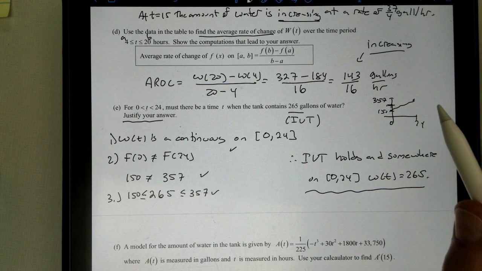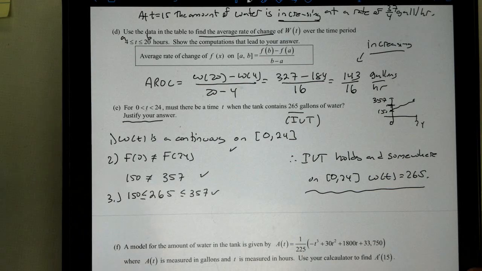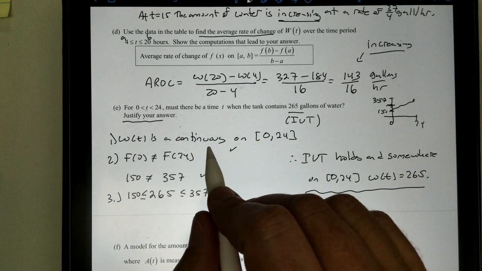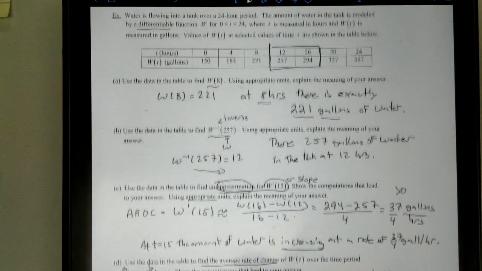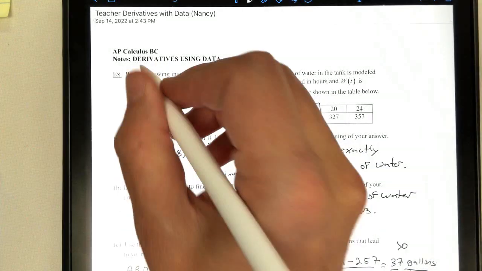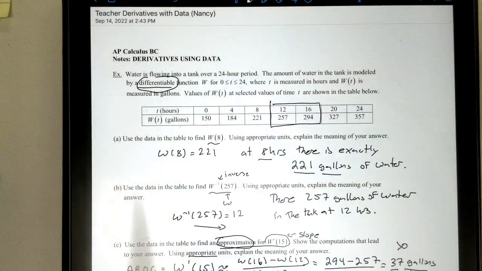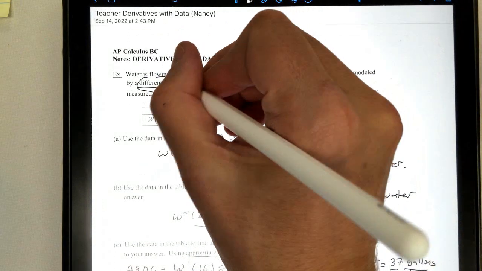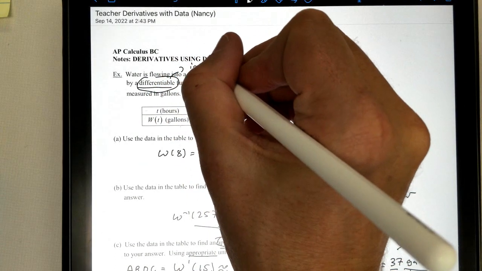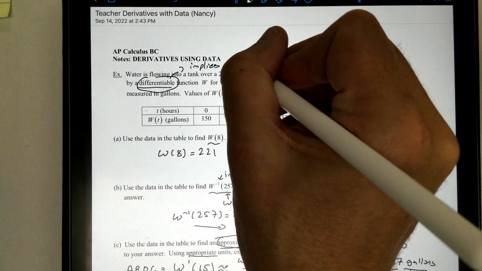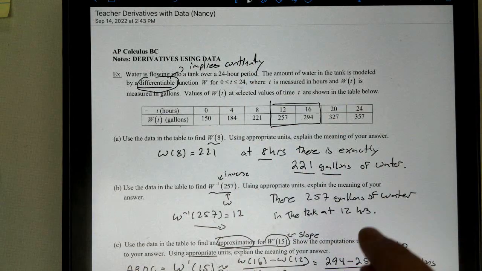There's no holes, gaps, jumps, or asymptotes. Now, how do we know it's continuous? Up here, they say differentiable. And differentiability, give me one second. And differentiability implies continuity. So we're good there.